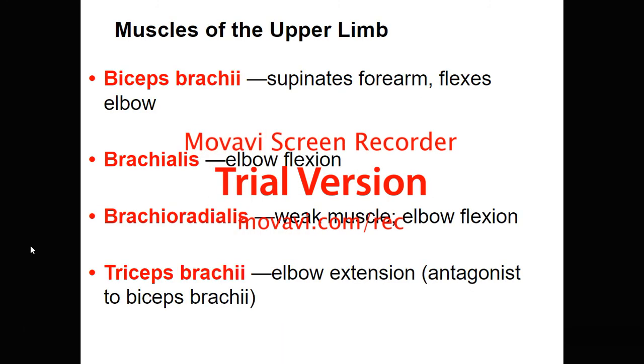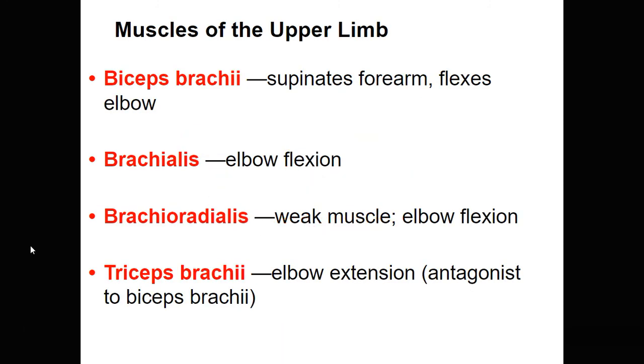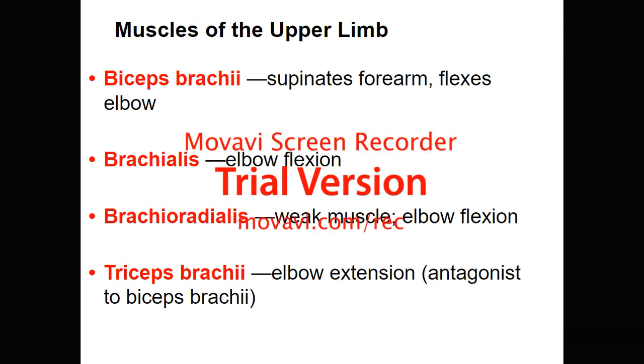All right, muscles of the upper limb: biceps brachii supinates the forearm and flexes the elbow. Brachialis, elbow flexion. Brachioradialis, weak muscle, elbow flexion. Triceps brachii, elbow extension. It's an antagonist to the biceps brachii.